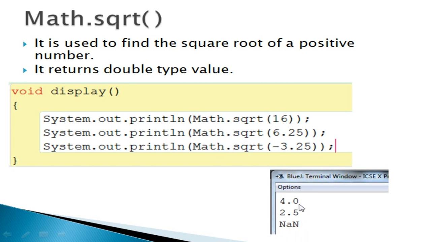For 16 it is 4.0, for 6.25 it is 2.5, and for negative values you can see NaN. NaN is nothing but "not a number." It's an output which will be given. So you cannot use negative numbers for sqrt. You should use positive numbers. For all these you will get only the double data type. So the return type will be double.